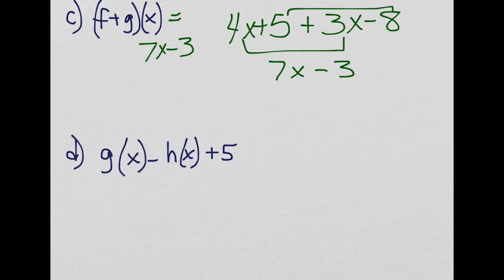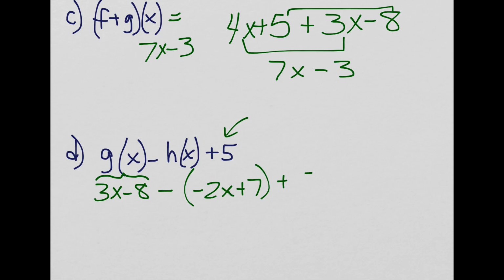Then the last one, D, we're going to start with g of x, which was 3x minus 8. This is like substitution, remember? G of x, all of that equals 3x minus 8. And we're going to subtract h of x, which was negative 2x plus 7. When you subtract, you need parentheses. But we also have this add 5 thing going on at the end. So distribute your negative, and let's simplify that.